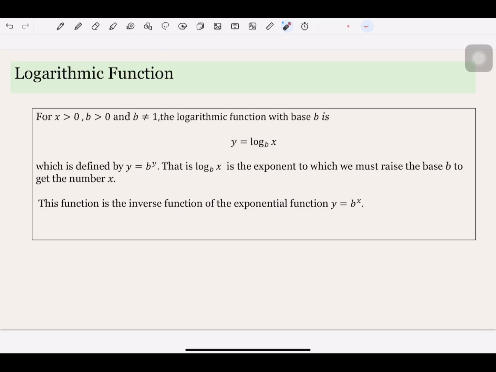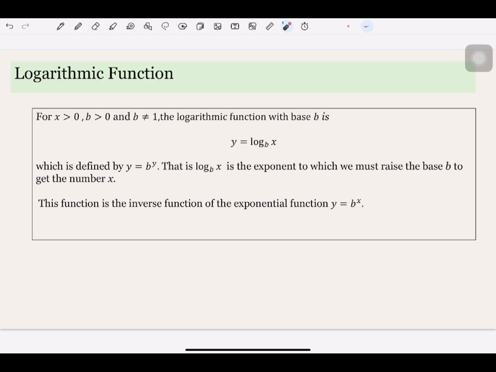Okay, so in this video, we are going to learn about a new type of function, the logarithmic functions. For values x greater than 0 and for b greater than 0, as well as b cannot be equal to 1, the logarithmic function with base b is written as y equals log base b of x. This expression is asking to what power we must raise b to get x.